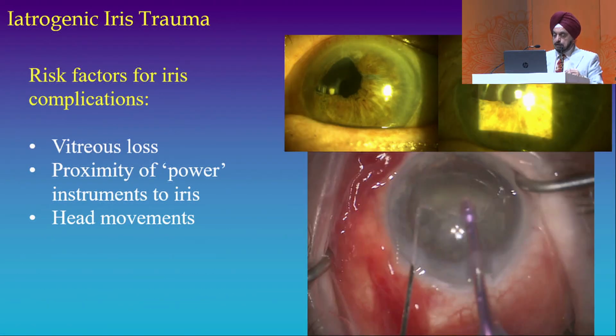Now, the other risk factors, of course, vitreous loss, and if vitreous loss is not properly managed and there is vitreous in the wound, then the whole iris gets pulled to that side. The proximity of all the instruments you're using to the iris makes it a high risk of damage, and as you can see over here, the patient's visual outcome will be poor because the edge of the optic is visible in the pupillary area.